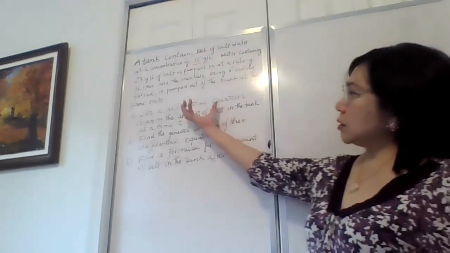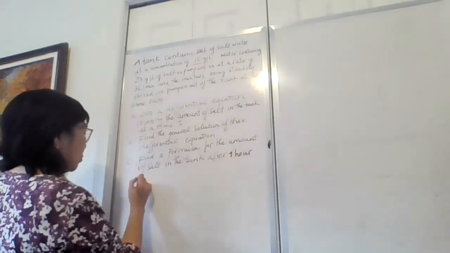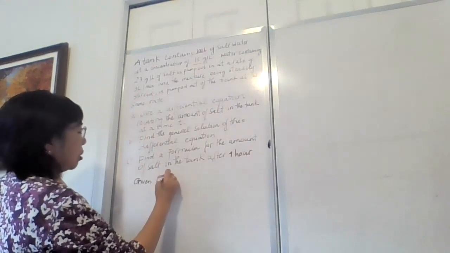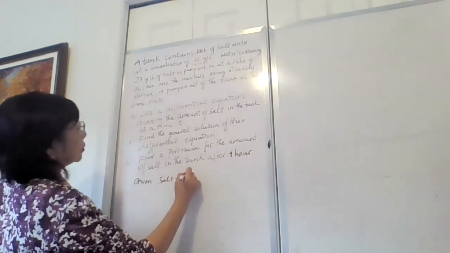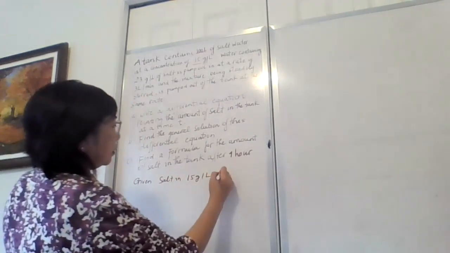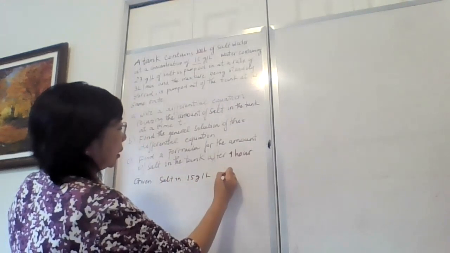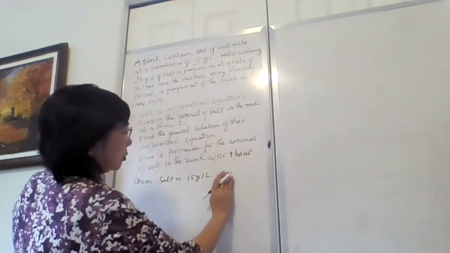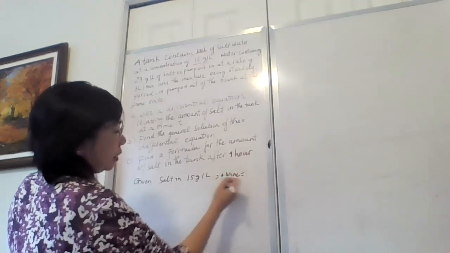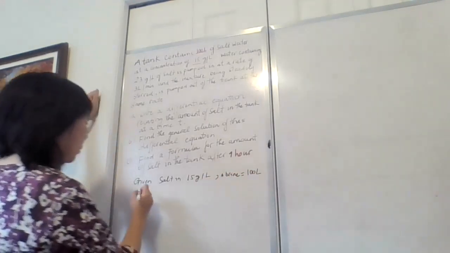So first we have to establish a differential equation based on this scenario. So let's see how we do it. I'm going to say given salt in the tank is 15 grams per liter. And how much water do we have? Actually, it's not water, it's the mixture, or a brine, because a brine is a mixture of salt and water. That's the name for it. A brine is 100 liters in the tank.